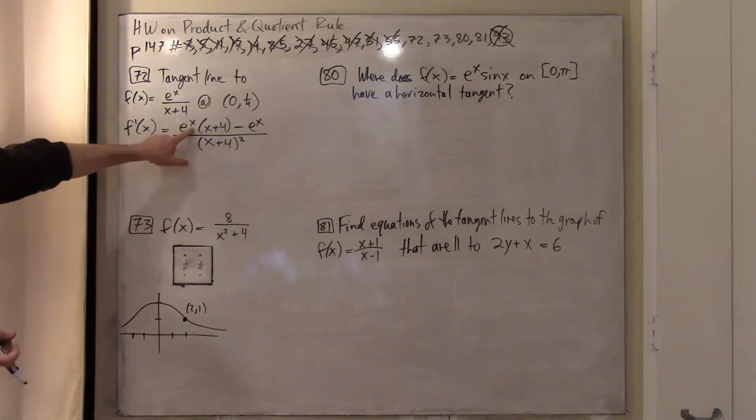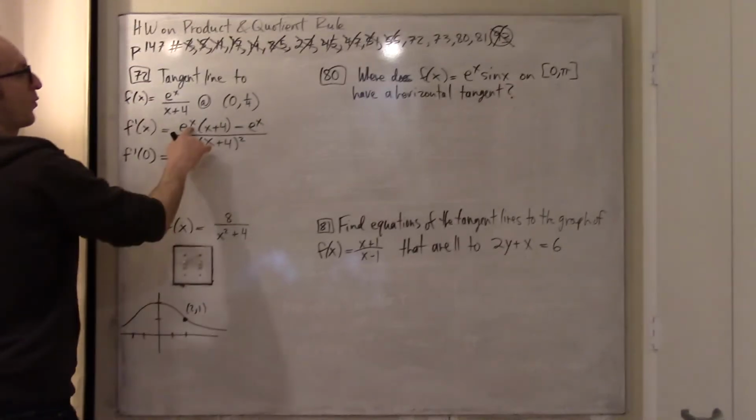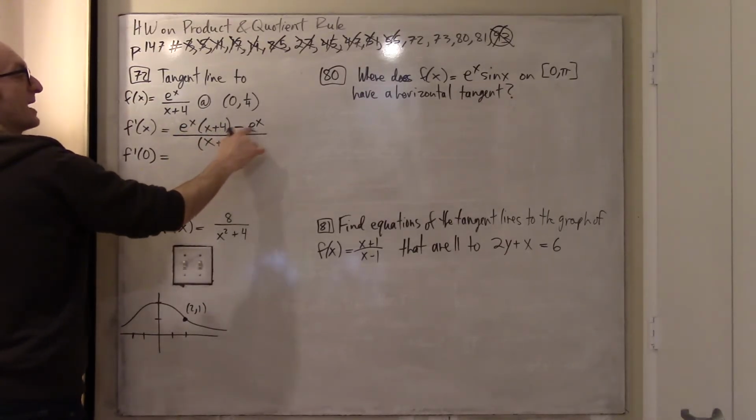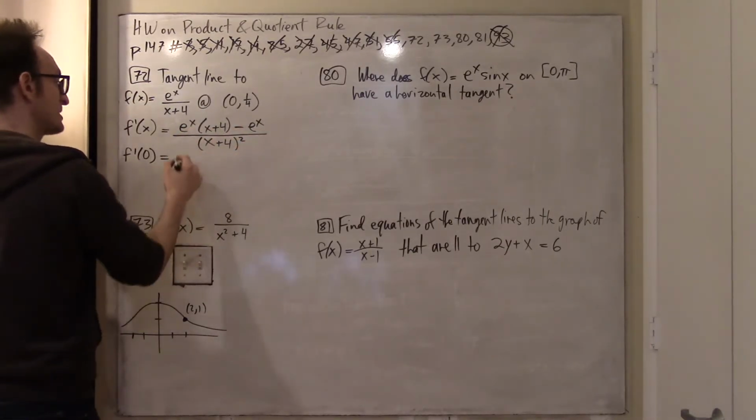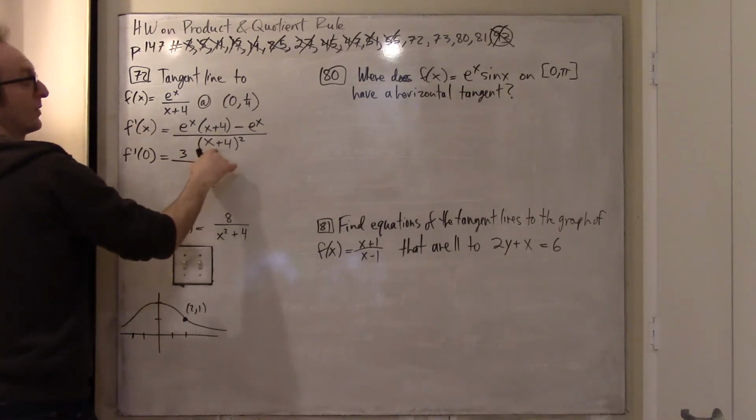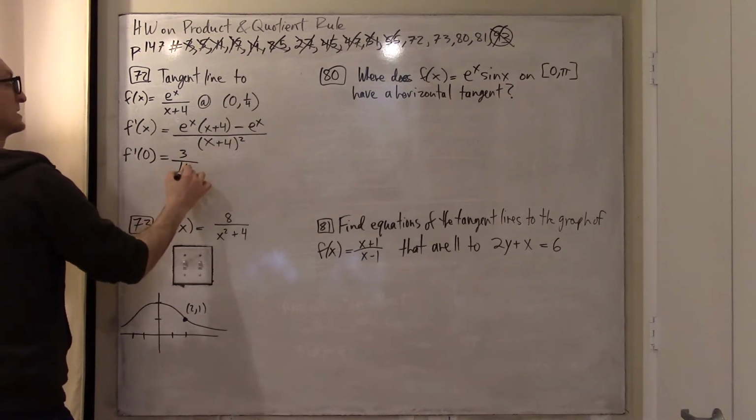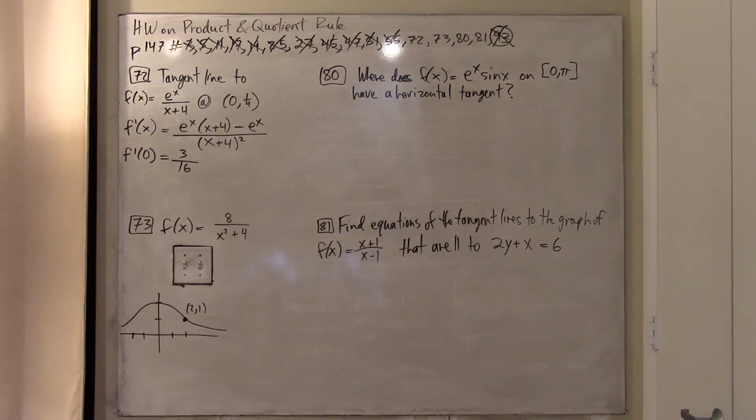Well, e to the 0 is just 1, so you get 1 times 4 minus 1, so that's 4 minus 1 is 3, over, when you plug in 0 here, you get 16. So f prime of 0 is 3/16, assuming I did that correctly. I believe I did.